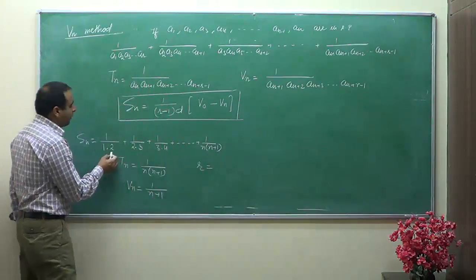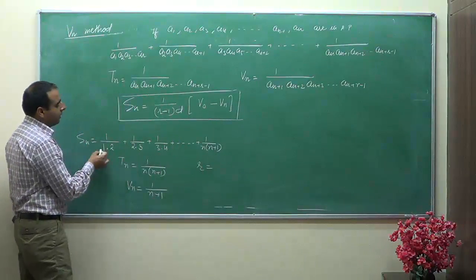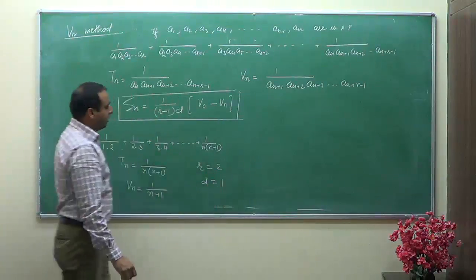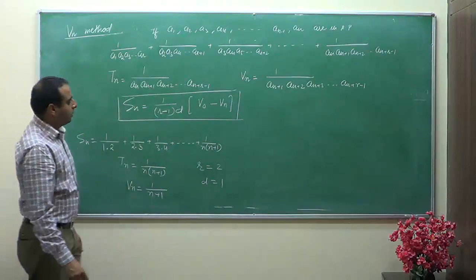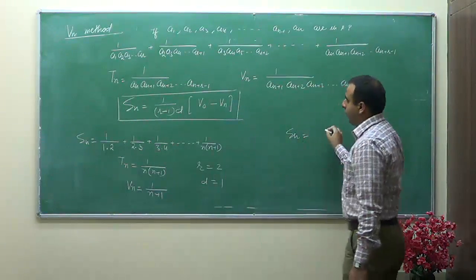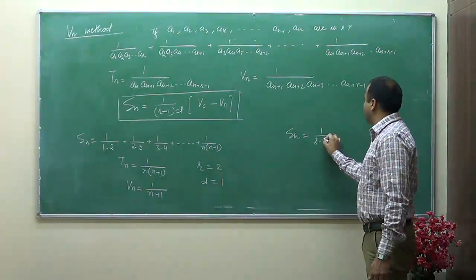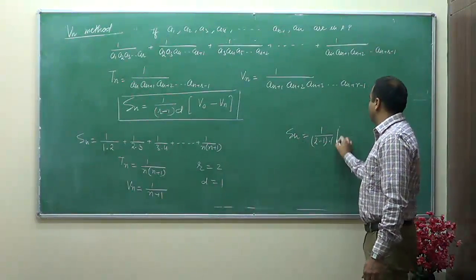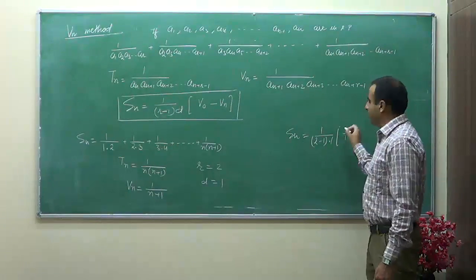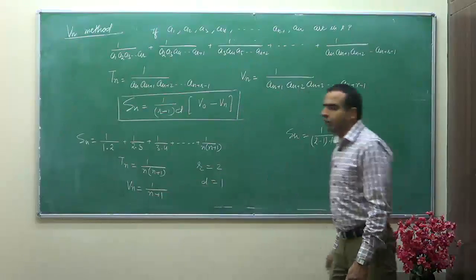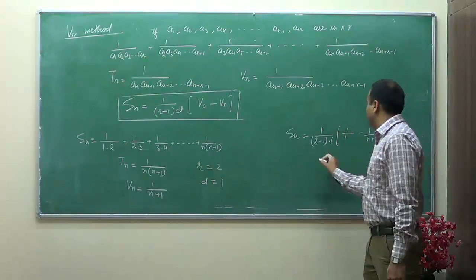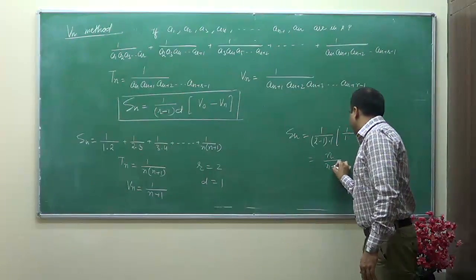R is the number of numbers in product in the denominator, and there are only 2 terms. And what is the common difference? The common difference is 1. Now use the formula: Sn is equal to 1 upon R minus 1 into D, V0 minus Vn. V0 is 1 over 1. Put n equal to 0, then it will give V0 minus 1 over n plus 1. So after simplifying it is n over n plus 1.